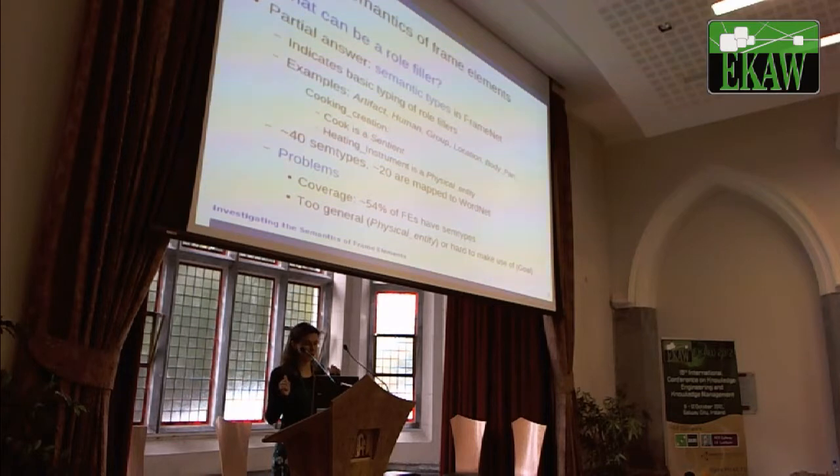And the problems are several ones. So the coverage is not that high. Roughly half of frame elements in FrameNet have these semantic types describing what can be a role filler. And they are sometimes too general. Physical entity, which is mapped to physical entity synset in WordNet, gives you basically not so much information of what it is. Or they are sometimes hard to make use of. For instance, when the semantic type is goal or degree, when you want to use it to understand what can be a role filler, in many cases, you need to be more specific.